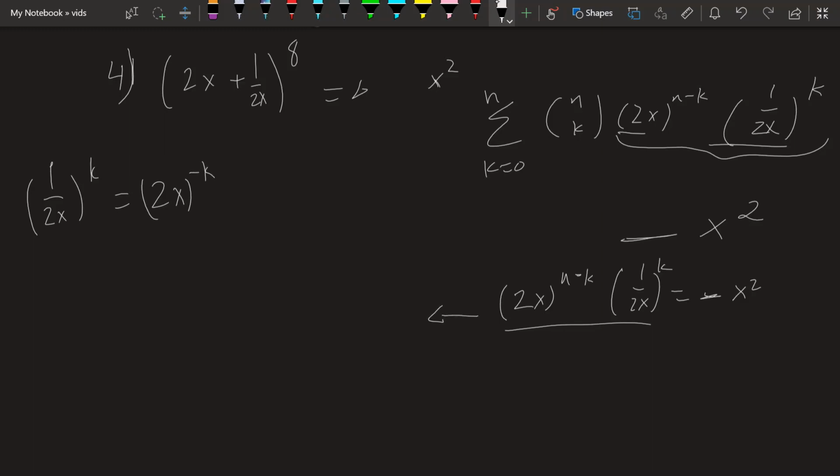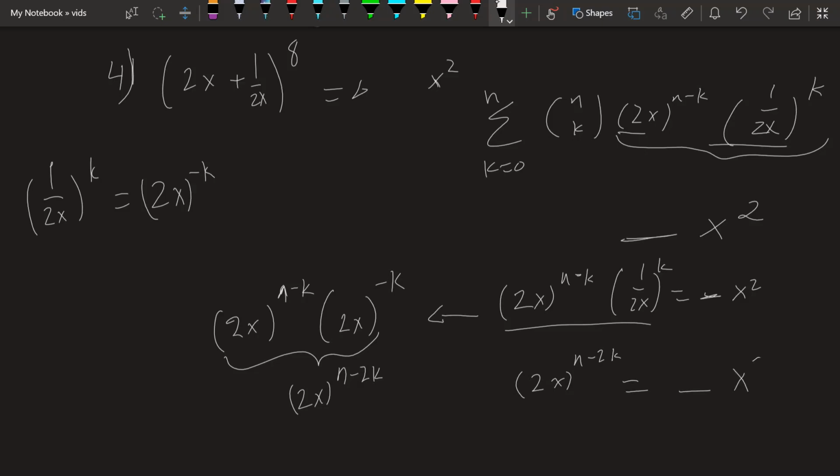So let's rewrite this. It's going to be 2x raised to the power of n minus k, multiplied by 2x raised to the power of minus k. And we can further simplify this into 2x raised to the power of n minus 2k, right? So 2x raised to the power of n minus 2k is supposed to give you some number multiplied by x squared. How are we going to get x squared here? Well, the exponent here must be equal to 2, right? Because 2x raised to the power of 2 is just 4x squared. And this is what we want, which is x squared.